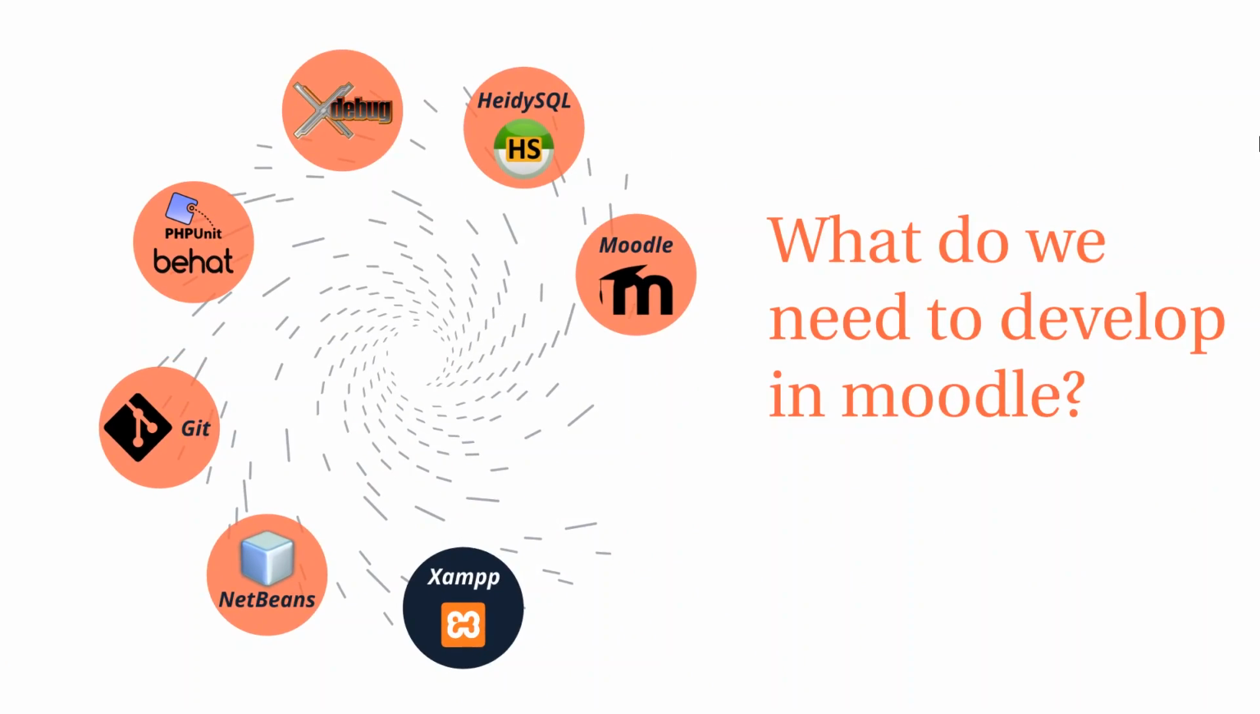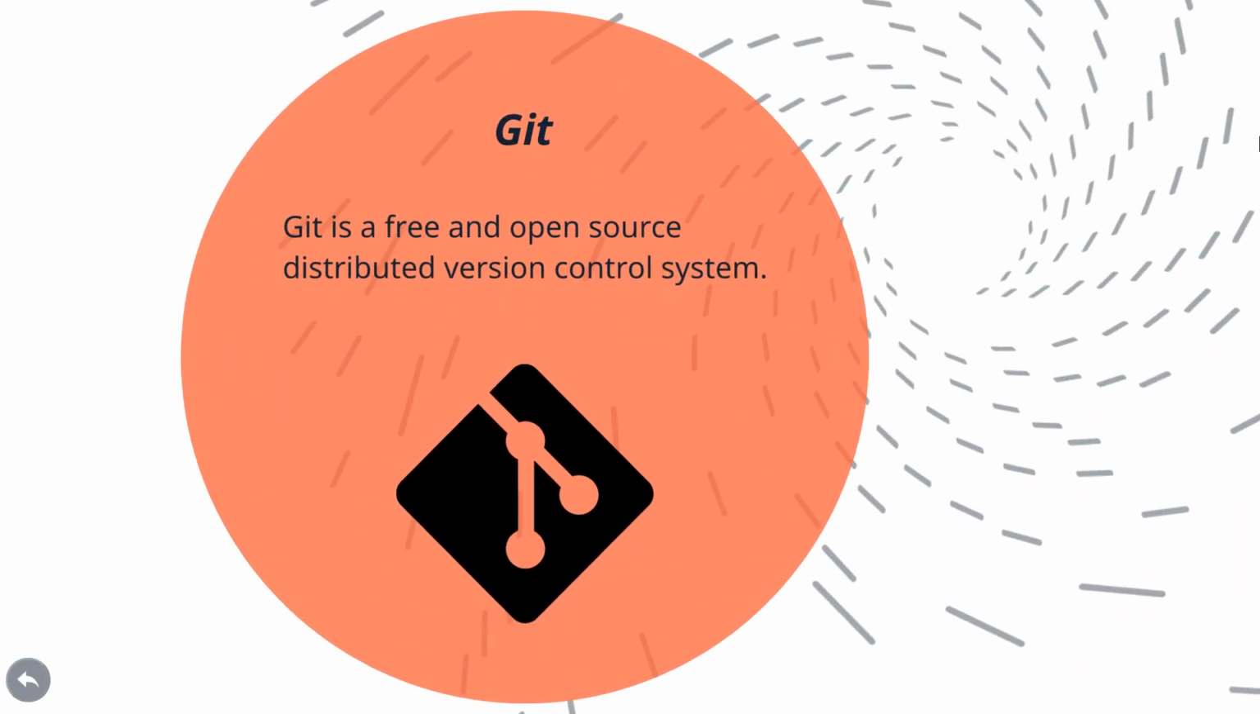Following our Moodle development tools, we will use Git. Git is a free and open source distributed version control system designed to handle everything from small to very large projects with speed and efficiency. We will use Git to branch Moodle to our GitHub account and then clone it to our local machine for local use.